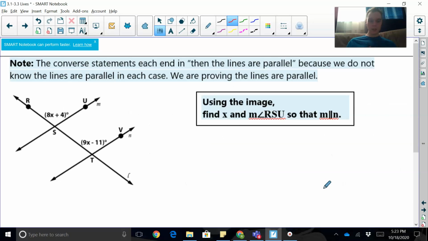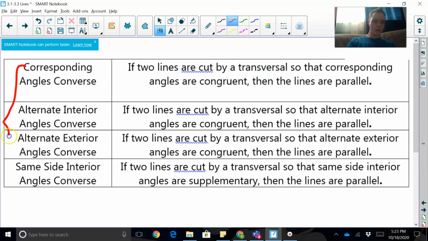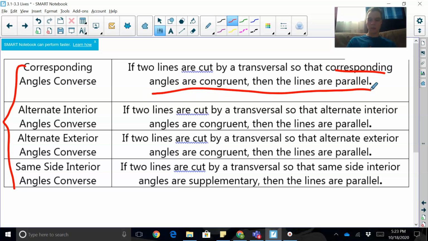Now, here are some converses for you. Basically, if two lines are cut by a transversal so that corresponding angles are congruent, the lines are parallel. Basically taking the converse of everything I just said. If two lines are cut by a transversal so the alternate interior angles are congruent, the lines are parallel. If alternate exterior angles are congruent, the lines are parallel.